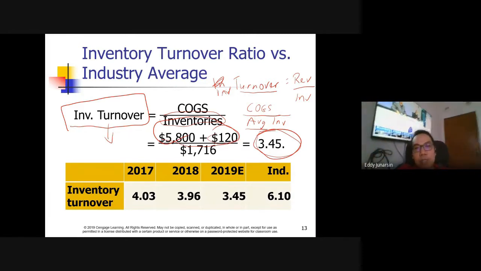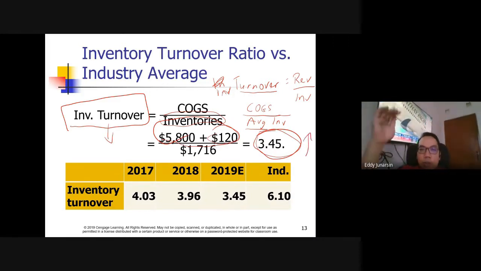So you could imagine that the higher the ratio, the more efficient the inventory management is, right? Because if you could turn your inventories over more and more.